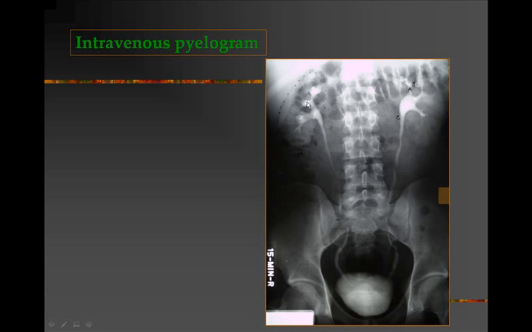Here it is for the right side. The ureter is delineated here on the right side and here on the left side, and this is the urinary bladder filled with dye material. Any structural damage or changes in the urinary tract can be visualized by this method.